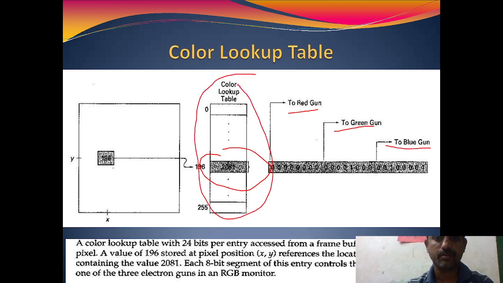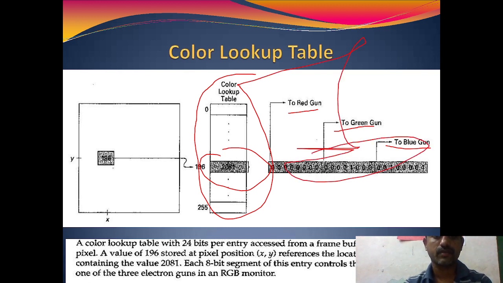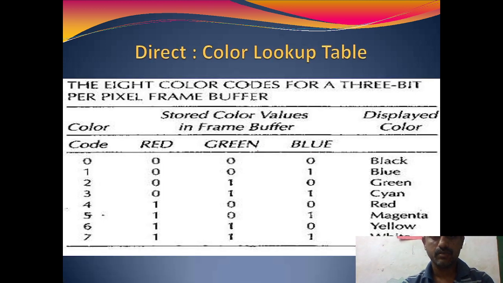The lookup table has 24 bits per entry, accessed with 8 bits for each pixel. The value 196 is stored at each pixel position, that is x and y. That represents the location in the table containing the value of 2081. This is 2081. The three guns are assigned, that is, the RGB monitor. So based on these types: zero is black, one is blue, two is green, three is cyan, four is red, five is magenta, six is yellow, and seven is white.